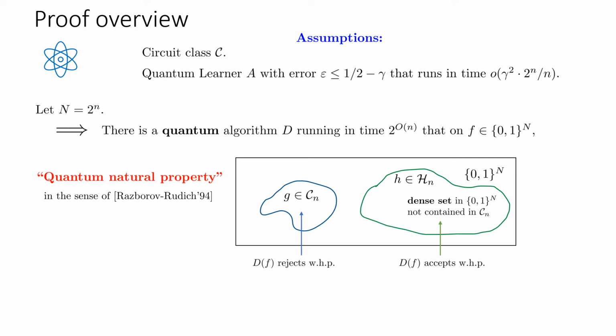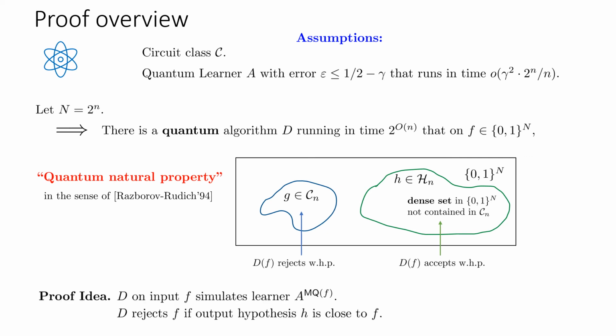The first is when the function is in C, where we would like to reject with high probability. And the second case is when the function is in a sense far from C and looks like a typical random function. In this case, we would like to accept the input function with high probability. The way we are able to distinguish between these two cases is by simulating the quantum learning algorithm using the input truth table. It is possible to show that when the function comes from C, the learner succeeds, while for a typical random function, we cannot expect the learning algorithm to succeed with high probability.